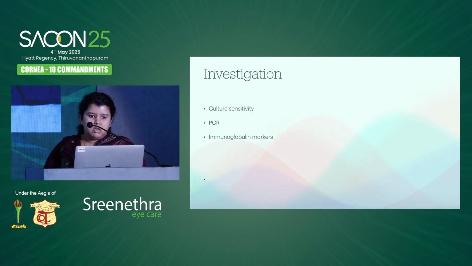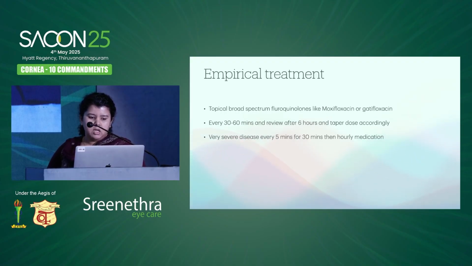In investigations, do a culture and sensitivity with staining, a PCR, and immunoglobulin markers. Once you do the staining, you get to know whether it's a bacterial or fungal infection. Start with empirical treatment. In case of bacterial ulcers, start with topical broad-spectrum fluoroquinolones like moxifloxacin or gatifloxacin. The starting dose will be every 30 to 60 minutes for 6 hours, and then re-evaluate the patient after 6 hours and taper the dose accordingly, or change over to another antibiotic. And in very severe disease, even a 5-minute dosage is preferable.